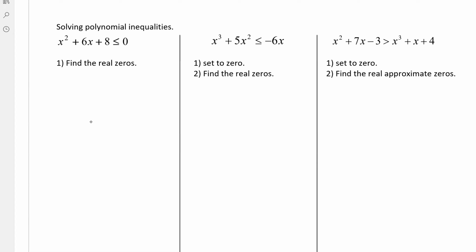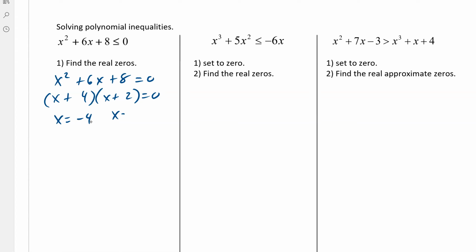So first thing you're going to do is find the zeros. So we take our x squared plus 6x plus 8, and we set it equal to 0. And this one will factor, so we get x plus 4, x plus 2. So we get x equals negative 4 and x equals negative 2. And then you draw a line, and you put a dot here at negative 4, and you put a dot here at negative 2.